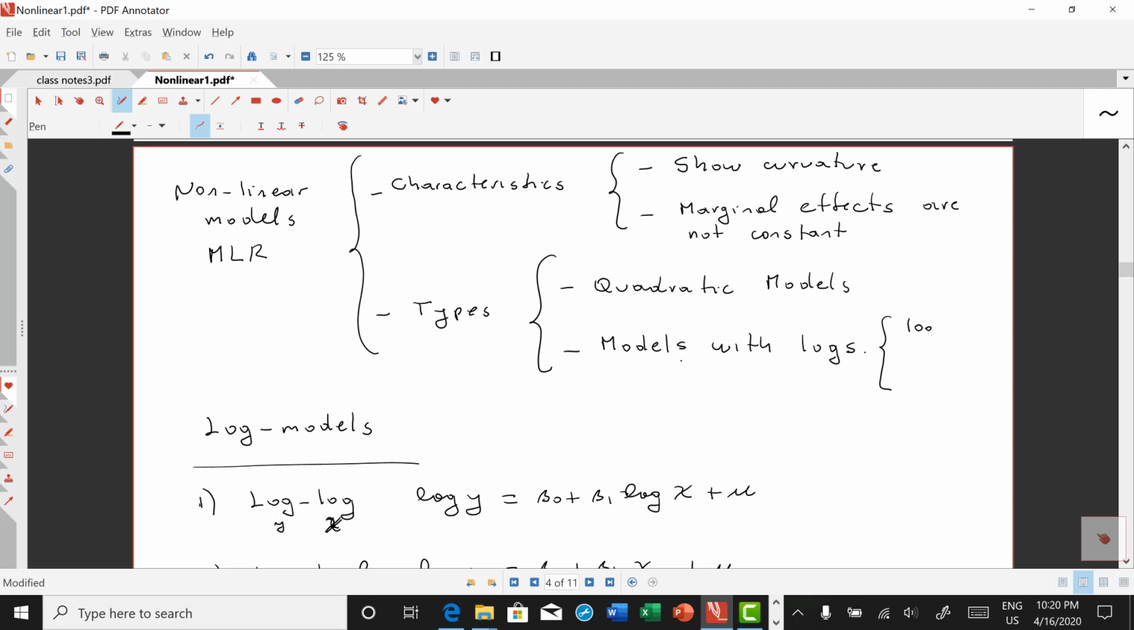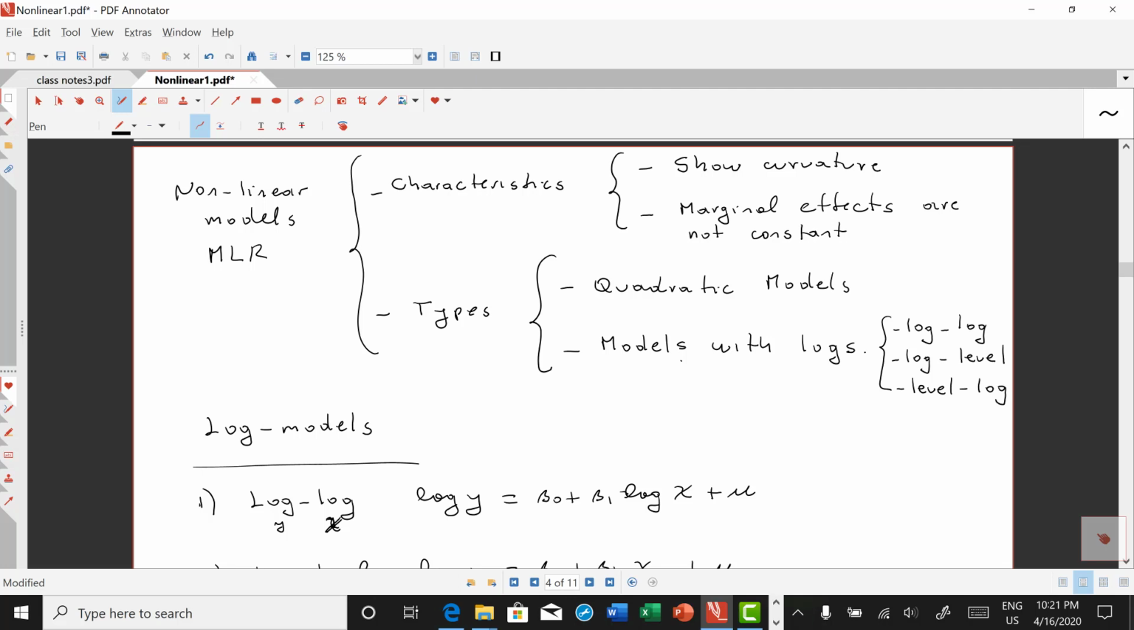We talk about three main types of models with logs used in economics. The first one is the one that we already talked about, the log-log model, where you have the log of the dependent variable and the log of the explanatory variable. Today we will be talking about two other models involving logs: the log-level model, and finally the level-log models.